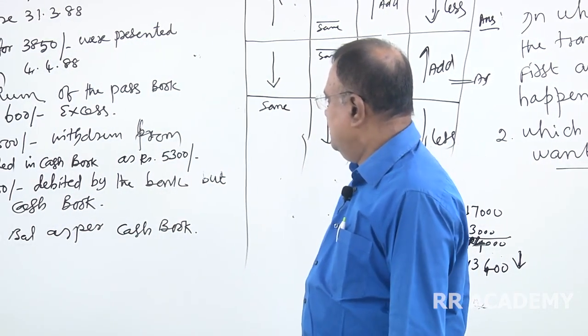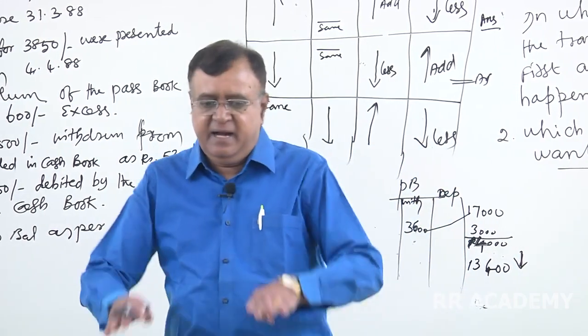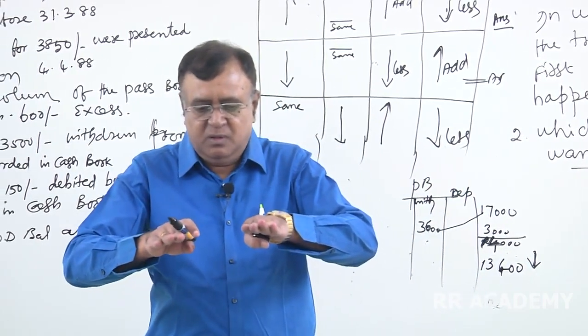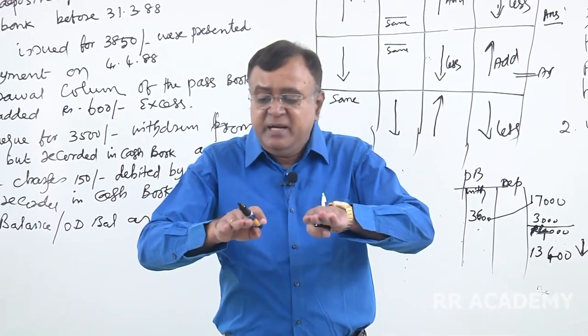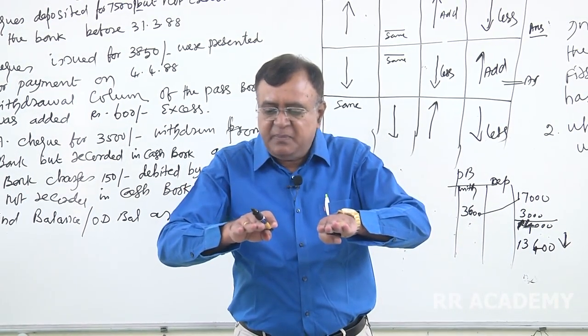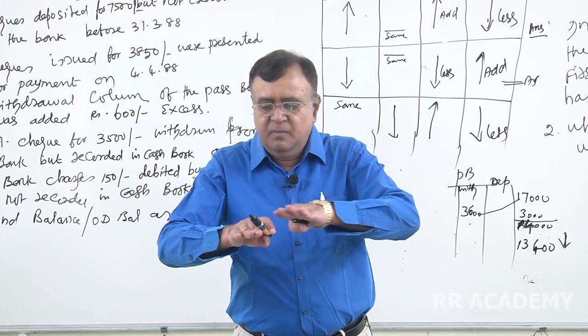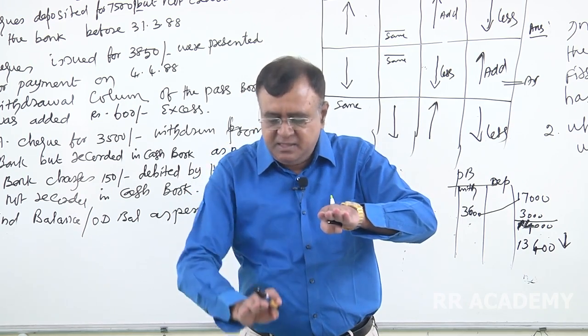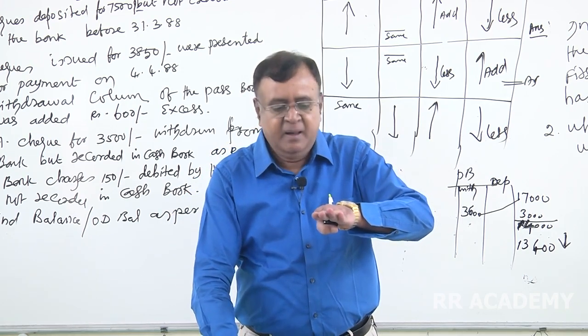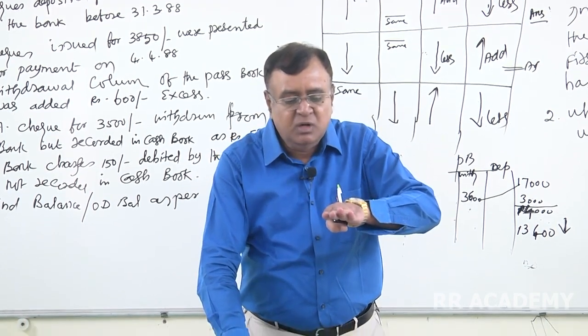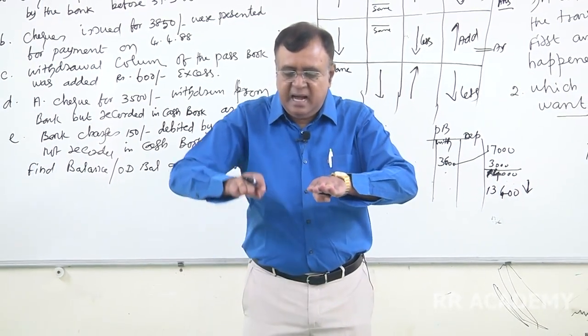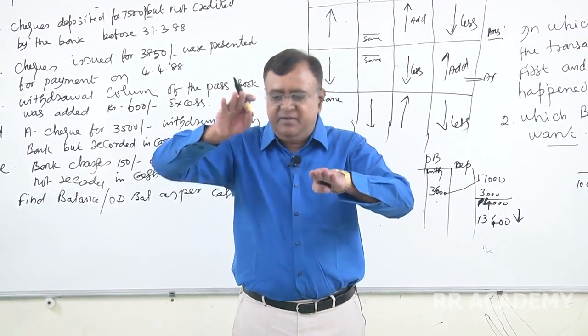Now next one, last one. Bank charges 150 debited by the bank. Cash book, passbook. Bank charges debited by the bank. In which book does it appear first? Passbook. What happened to the passbook balance? Less. Right. Which book do you want? Cash book. Therefore, what should we do? Add.